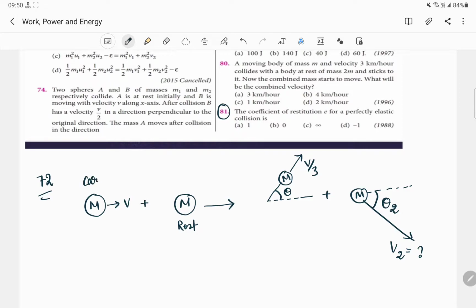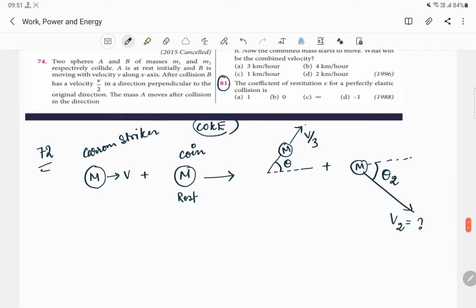If this is a carom striker and if this is taken to be a carom coin, then after collision, the carom striker goes in this direction and the carom coin goes in this direction, making an angle theta 2. Therefore, they can also ask at what angle this carom coin will move after collision, but this is not required for our calculation because in this question number 72 we can simply apply conservation of kinetic energy, and from that we can know the velocity with which this carom coin will be moving after collision.